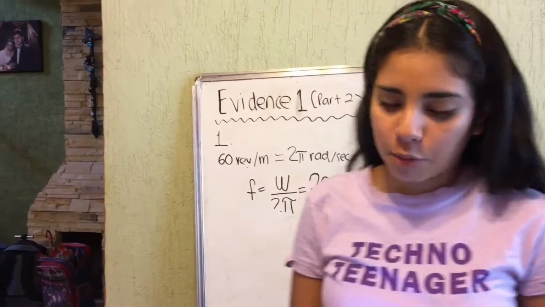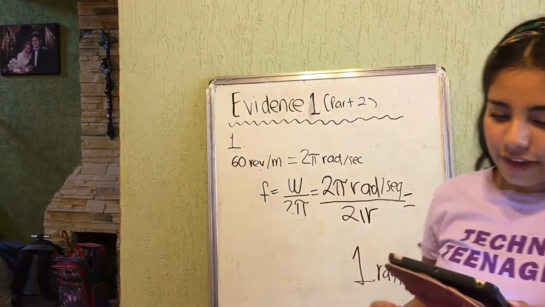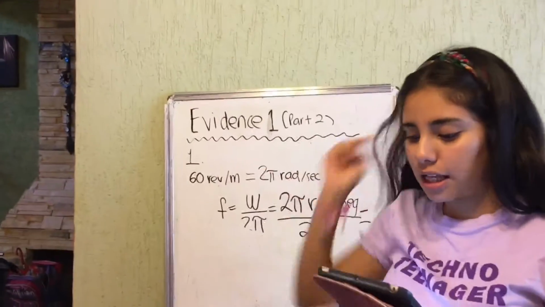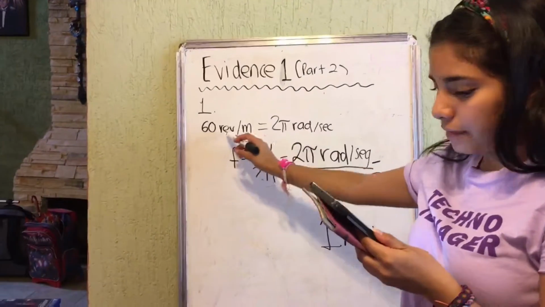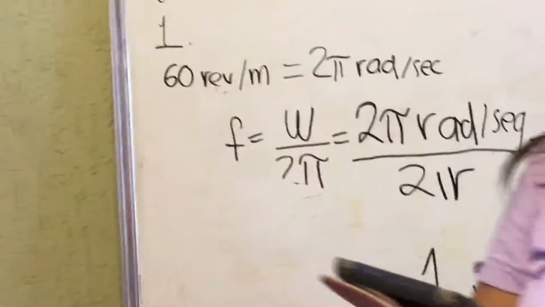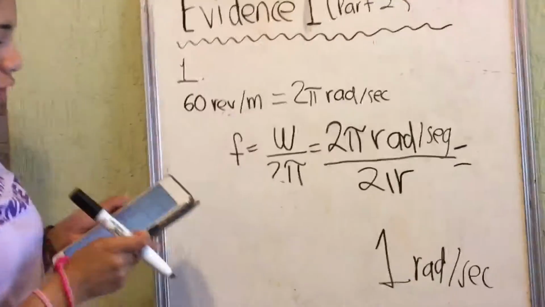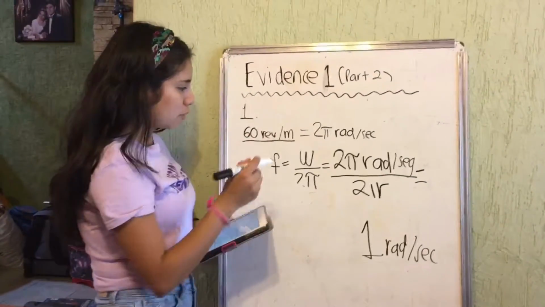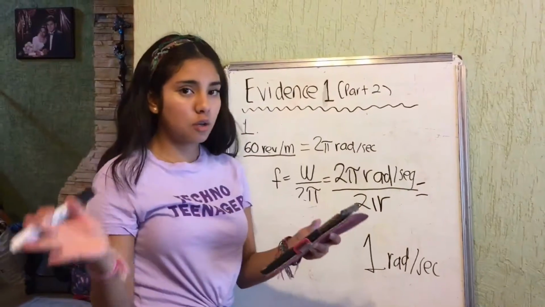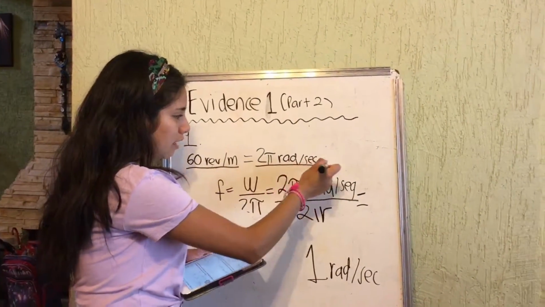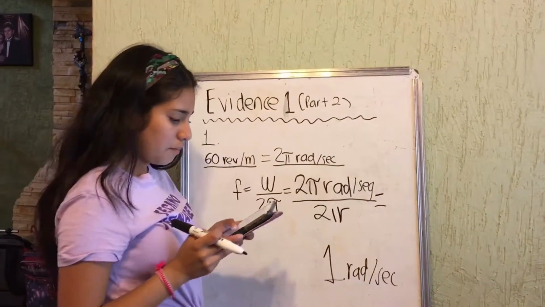Solve problem number 1. A ball is tied at the end of a rope and swings in a circle at a constant speed, doing 60 revolutions a minute. What is the frequency? Which period does this movement have? Okay, remember, we have to know our data first, that is the 60 revolutions per minute. We need to convert this, I already did it, and it's 2π radians per second.